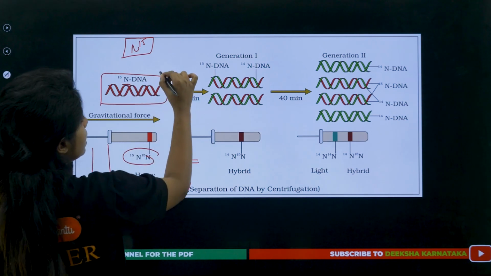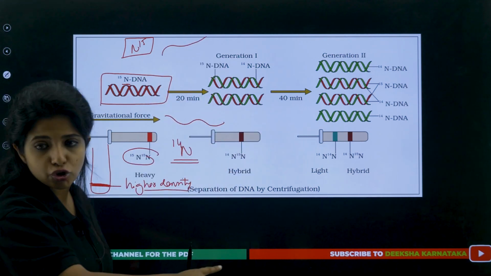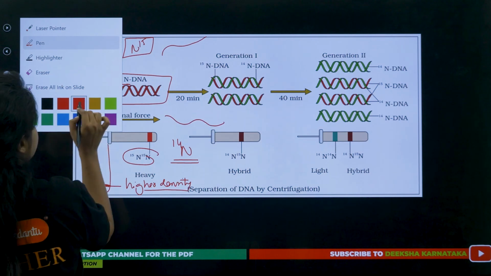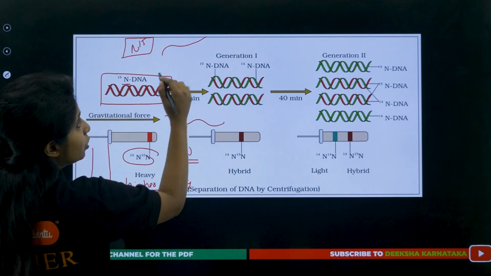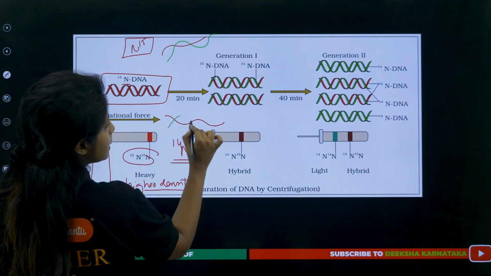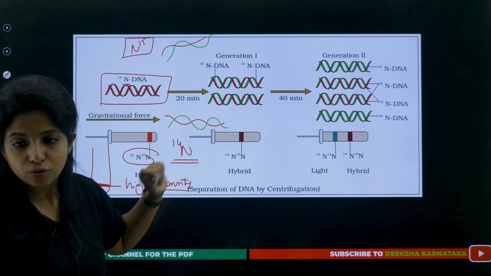For replication, what do you need? This particular strand has to separate, another strand has to separate, and then you get a new strand. But this new strand did not have N15. Instead, it had N14 because you are growing in N14 medium. So now it was like this: one strand had N14, one strand had N15 isotope.